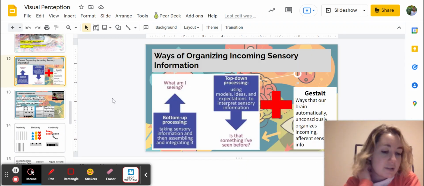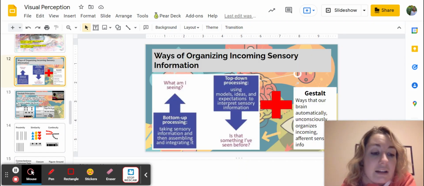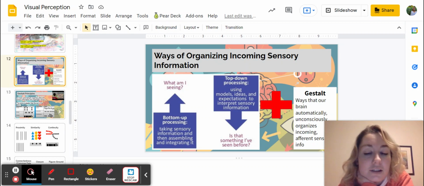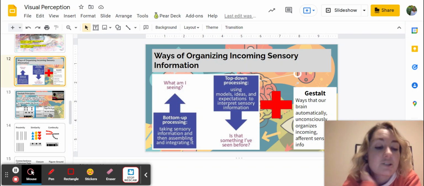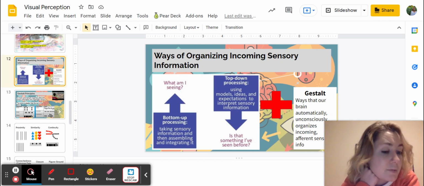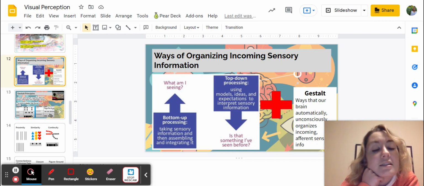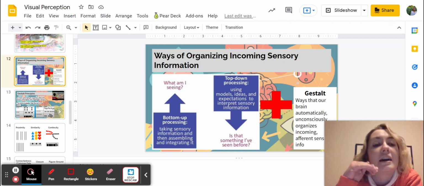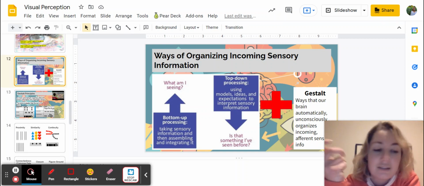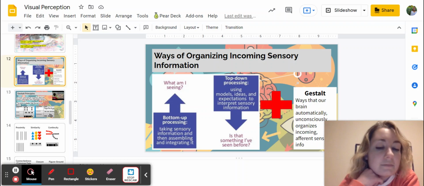So, kind of a review here. We talked about two ways of organizing and perceiving our sensory information. We said that there's top down processing, in which you're connecting to things that you're primed with in terms of expectations, memories, previously held ideas, etc. And then there's bottom up processing, in which you're just taking it at face value and not connecting it to things that you previously know.